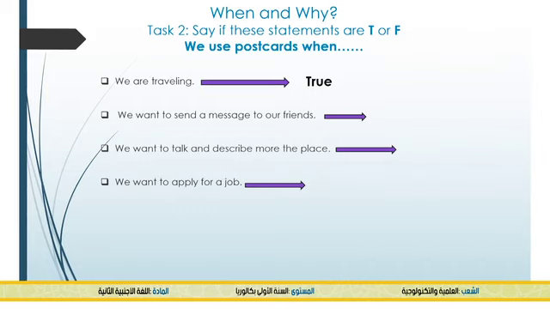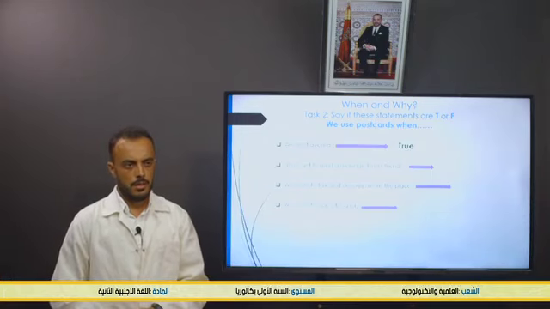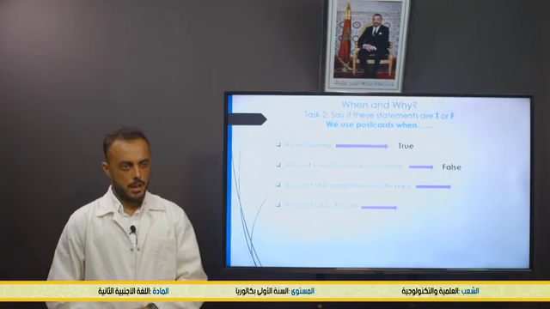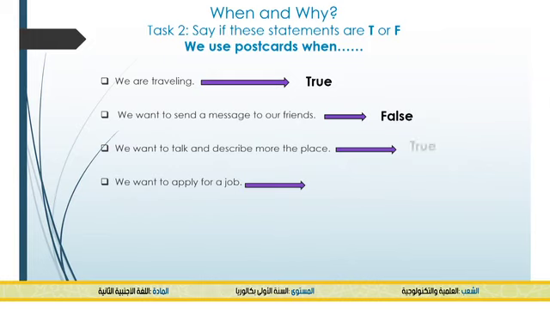Let's move to the second statement. We use postcards when we want to send a message to our friends. All right, what do you think? What are the key words in this statement? We have to send a message and to our friends. So do we really need a postcard to send a normal message to our friends? Of course not. So it is false. Excellent. The third statement: we use postcards when we want to talk about and describe the place more. I guess this is obvious. Of course, we need a postcard. So that's true. Very good.